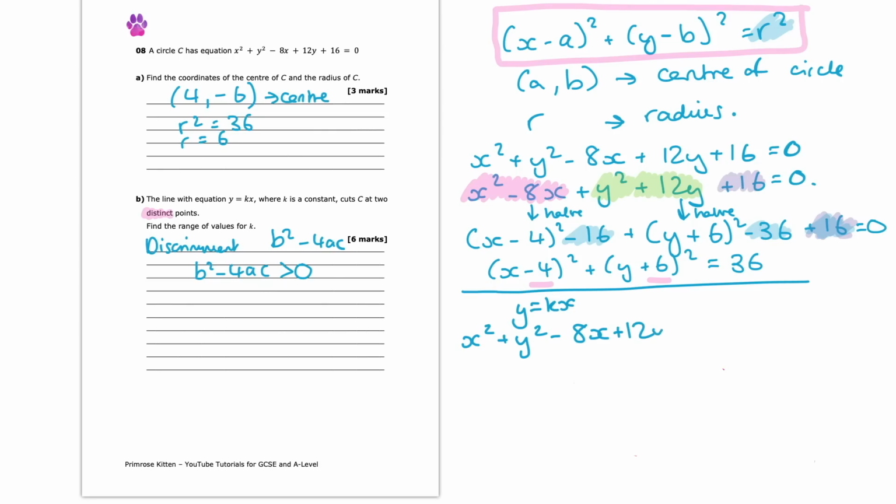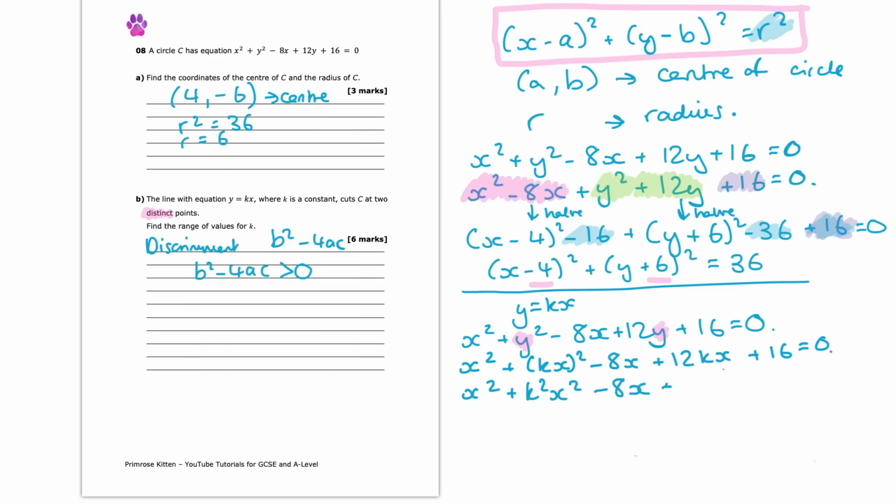So everywhere where we see y, we now replace it with kx. If we do that, y squared would be kx squared, minus 8x plus 12kx plus 16 equals 0. And squaring that kx, don't forget we need to square both the k and the x. So we get k squared x squared minus 8x plus 12kx plus 16 equals 0. Looking at this, you might think, okay, I need to do the discriminant now.